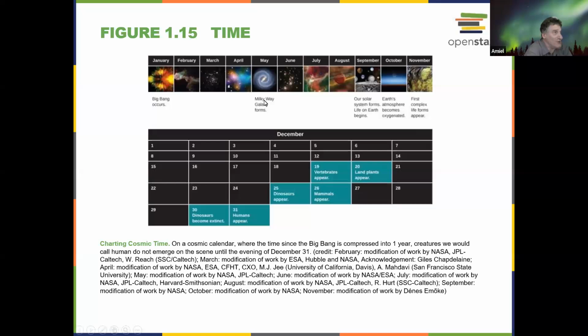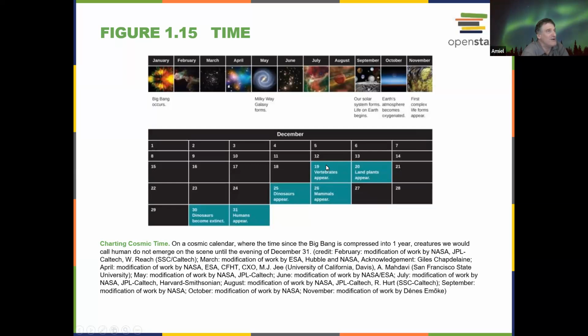You see that the Milky Way galaxy does not form until May. January, February, March, April, May. So that's 4 months it took the first galaxy. Well, the first galaxies were a bit earlier in April. Milky Way forms in May. Our solar system forms in September. October, God, we're getting late already. Earth atmosphere gets oxygen. Complex life begins in November.